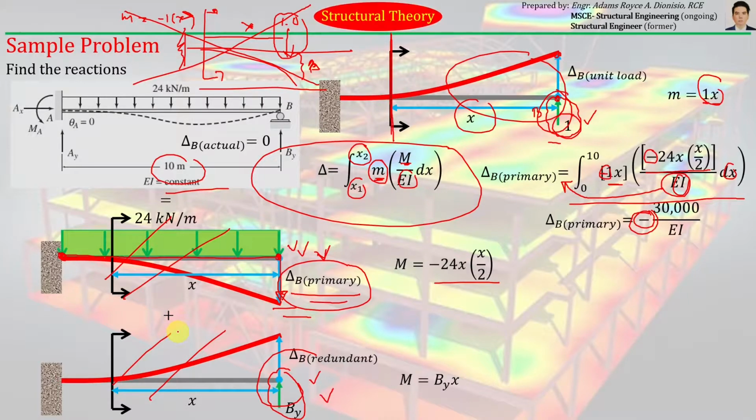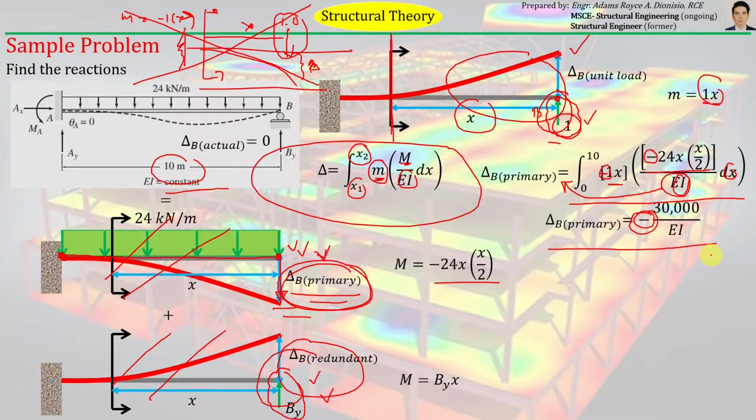But again, for this particular example, we have used a technique just to minimize the amount of computation and drawing required. We just use the structure loaded by a unit load for the redundant in computing the deflection for the primary structure. The result will still be fine. It's okay to have a negative sign. It will just indicate that the direction of this unit load is not the same as the primary structure. That will just be the only meaning for that particular negative sign.